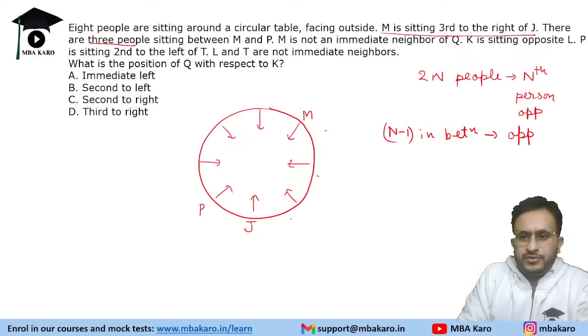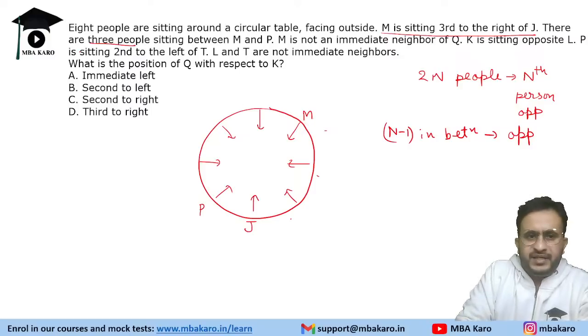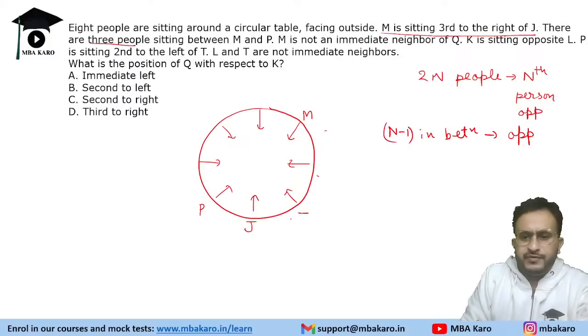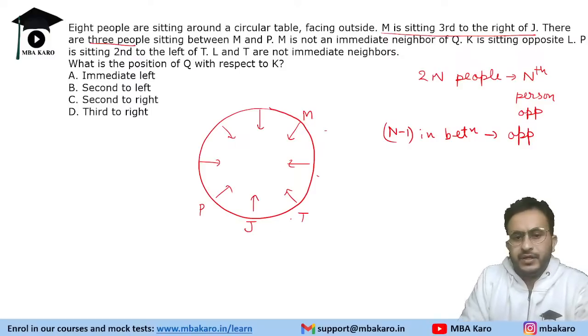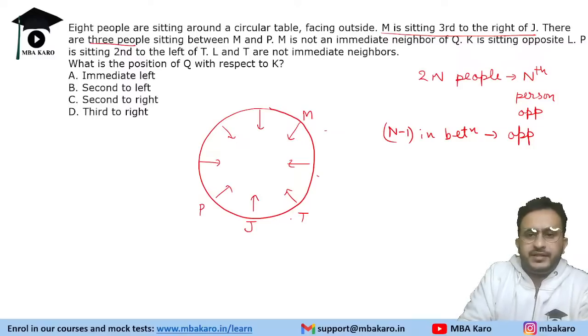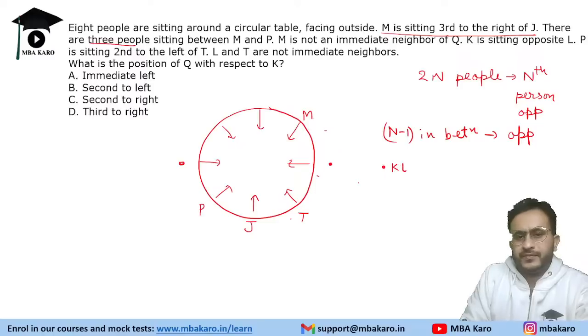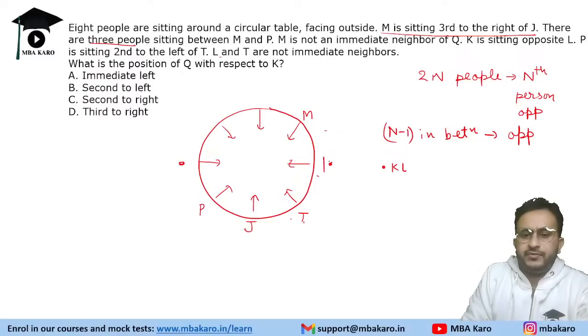K is sitting opposite to L, right? Now K and L can have multiple positions. P is sitting second to the left of T, so we will get T here. Okay, P and T will be here. Then K is sitting opposite L, so these two people will be K and L, right? And L and T are not immediate neighbors, so this cannot be L. This will be K and this will be L, right?